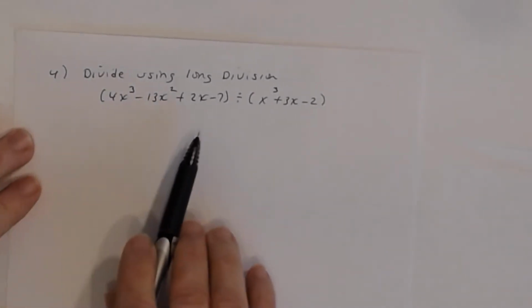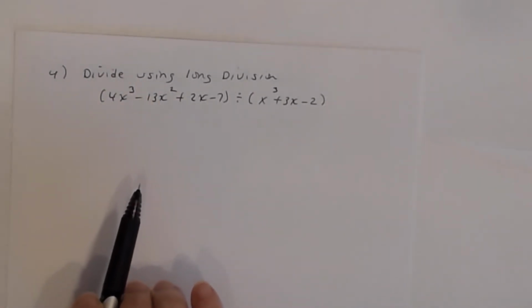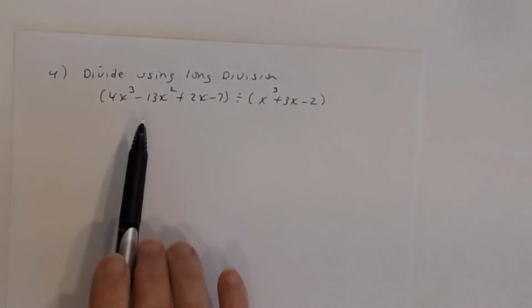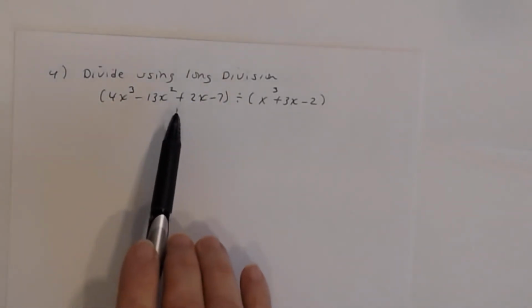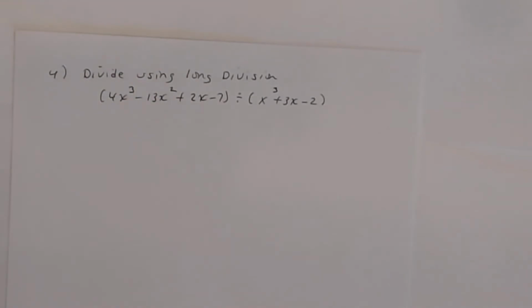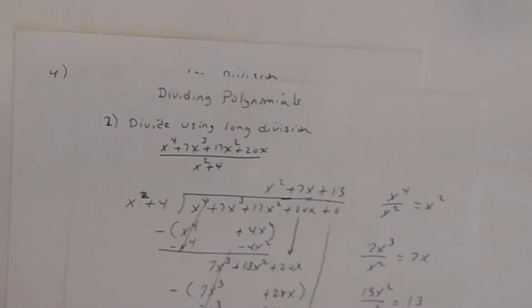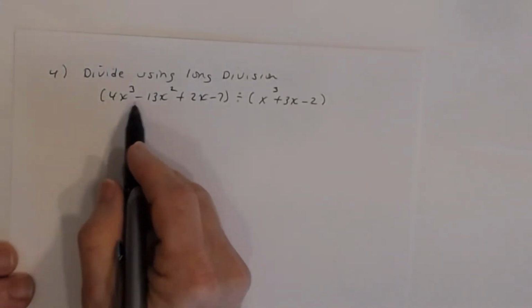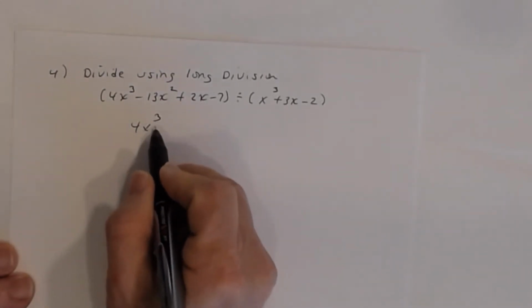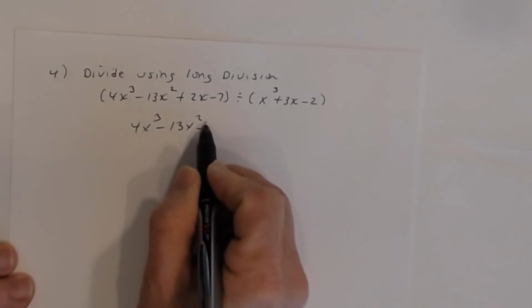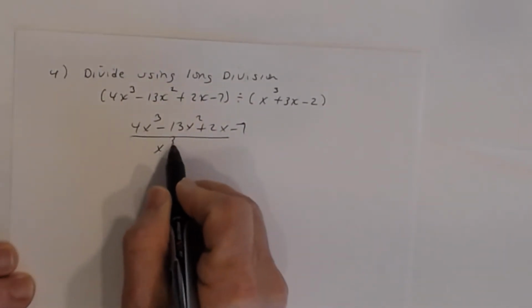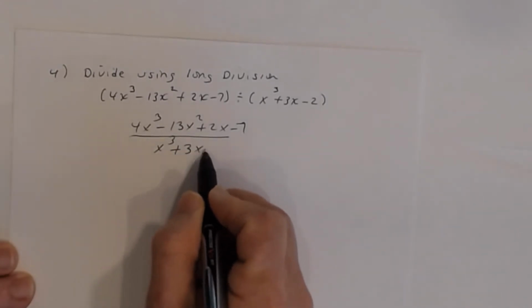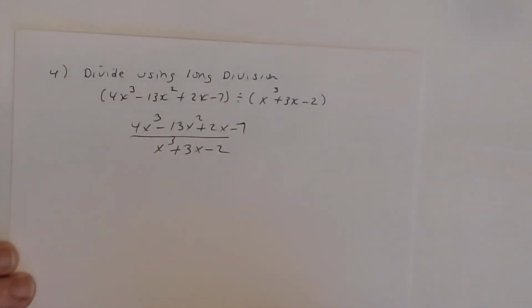All right, so number 4, you want to divide using long division. Now remember, you had some problems last week where it was written horizontally like this. It sometimes helps if you rewrite it so it looks like this right here. So we're going to write this as 4x cubed minus 13x squared plus 2x minus 7 divided by x cubed plus 3x minus 2.